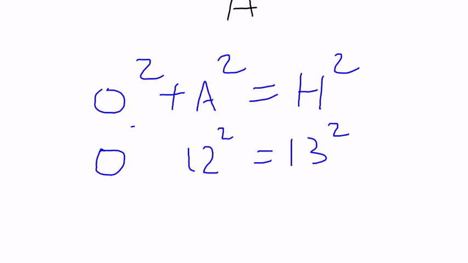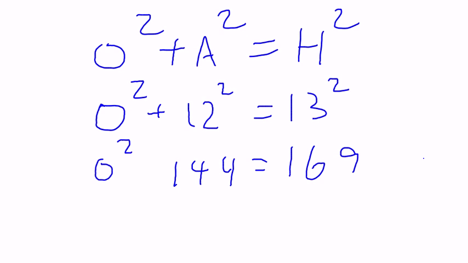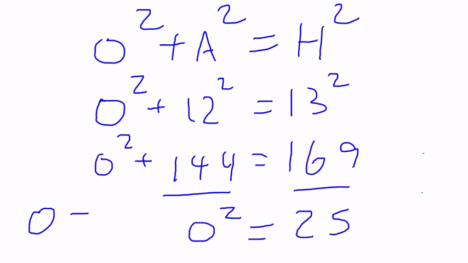Alright, we're looking for the opposite. 12 squared is 144. 13 squared is 169. So the opposite squared plus 144 should equal 169. If I subtract 144 from both sides, I get an opposite squared value of 25. And in the previous video, we saw that opposite squared, when it equals 25, we know opposite then equals 5.